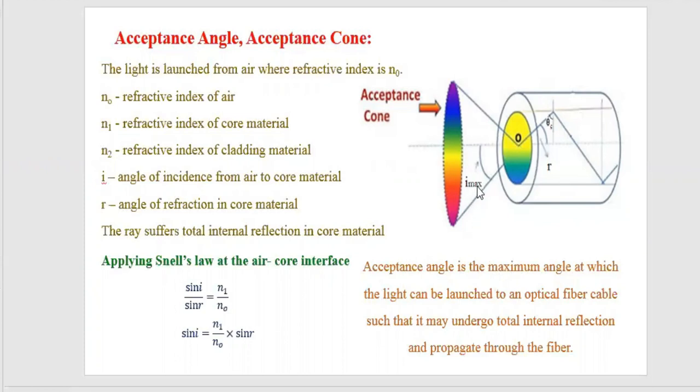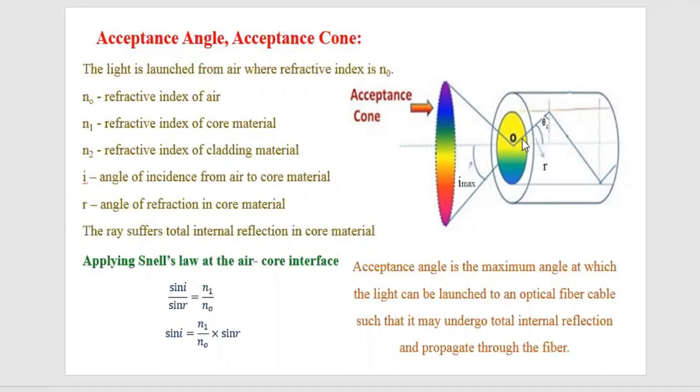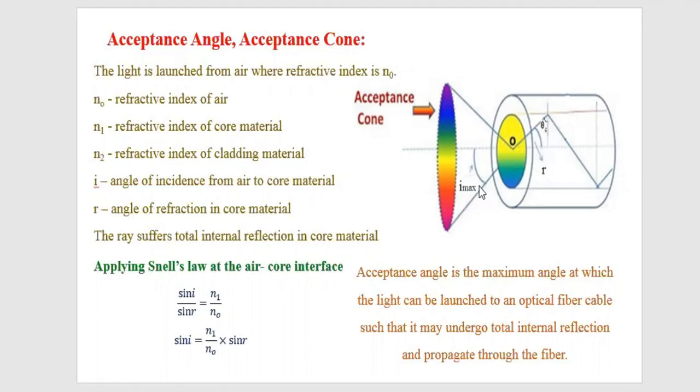I is the angle of incidence at the air-core interface, and R is the angle of refraction at the air-core medium. Here the light rays are entering from the outer medium into the core material. Refraction takes place, as the light ray is entering from a rarer medium to a denser medium. So applying Snell's law at the air-core interface.